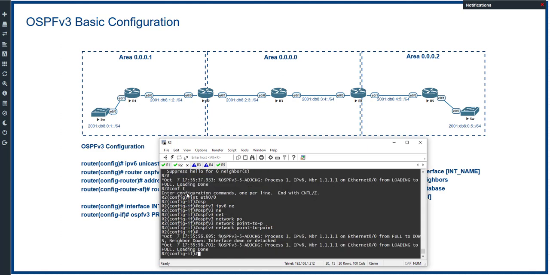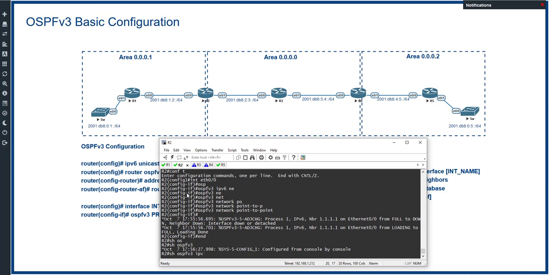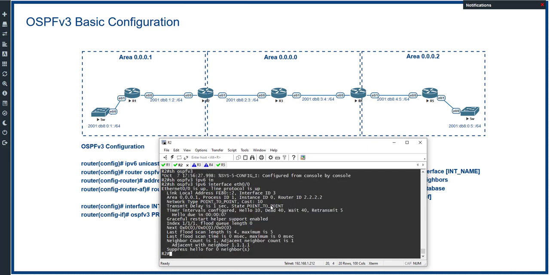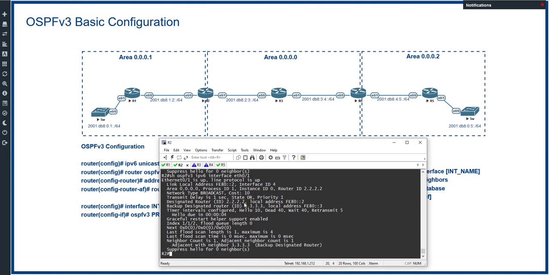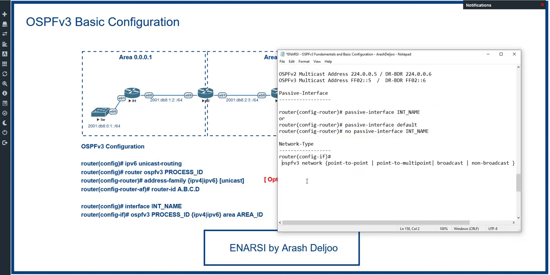Also in router 2, we have similar conditions. Show OSPFv3 IPv6 interface ETH00 shows that on this interface we are using the network type of point-to-point, but for ETH01, if you check, you can see that the network type is broadcast. You learned the details of these network types in previous videos, and you know that everything is the same, only we should configure the network type with a different command.